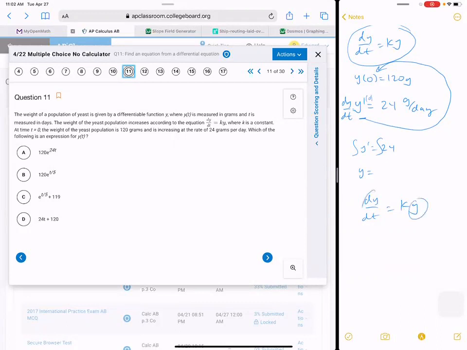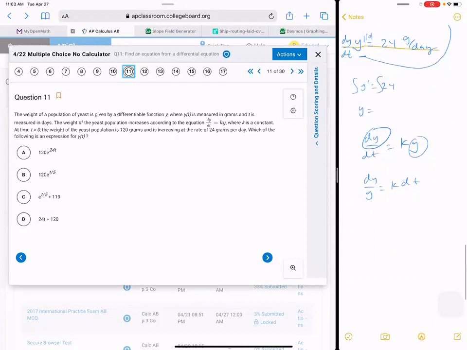Remember, the y's are on the wrong side. That's the biggest thing that we can catch right now. The y's are on the wrong side, and if they are, move them to the right side. dy over y is equal to k dt. Everyone okay with that step? If the variables are on the wrong side of your derivatives, then you gotta swap them around.